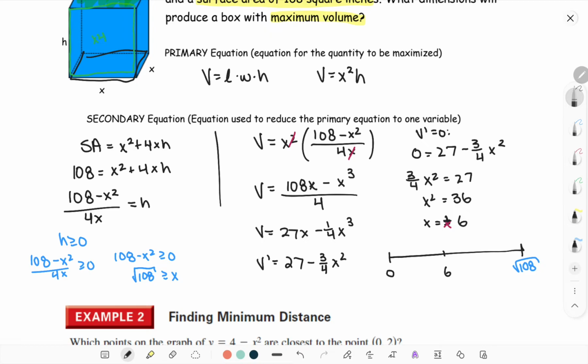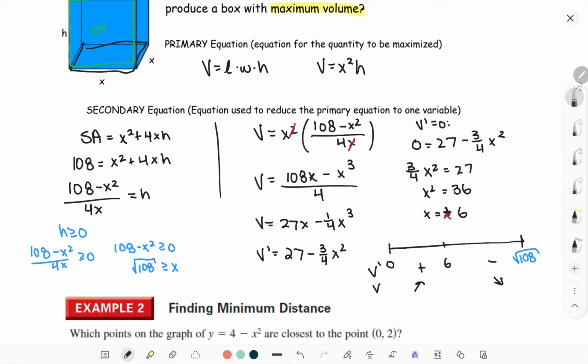So first of all, I want to make sure that 6 is actually a maximum. Again, we don't want to just assume that a critical point is a maximum. So between 0 and 6, V prime, the derivative of my volume, is going to give me a positive value because I'm subtracting. When I choose numbers between 6 and the root of 108, that's where I get negative results. So yes, I swap from increasing to decreasing. I know I have a local maximum at 6.